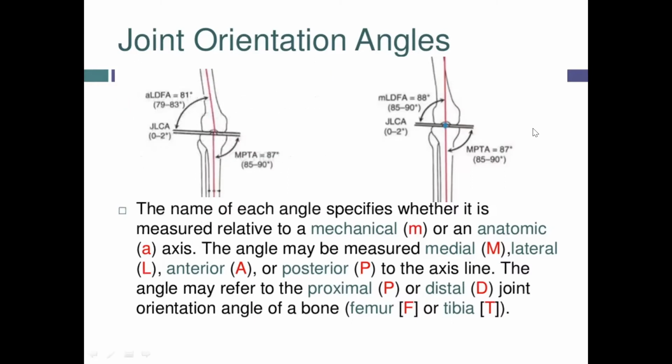If you go here, this is in reference to the anatomical axis. This is again the lateral distal femoral angle, and that small a refers to the anatomical axis, and the medial side is more or less the same. And this line is the joint line congruence angle. This is usually around 0 to 2 degrees.